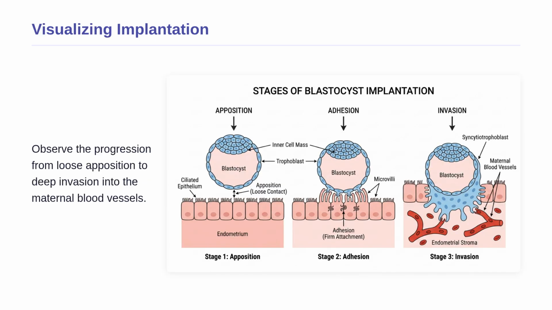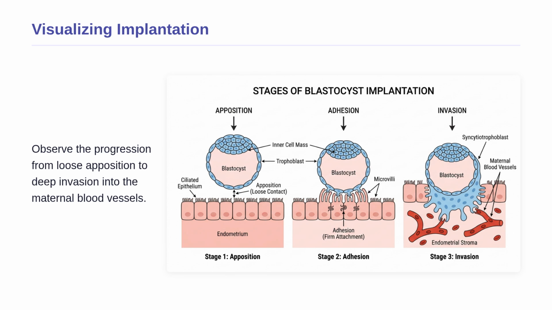Before we move on to the timing of this process, let us see this with a concrete visual diagram. On the screen, you can see the three stages we just discussed, moving from left to right. On the far left, during apposition, the blastocyst is just making contact with the ciliated epithelial cells of the endometrium. In the middle, during adhesion, notice how the outer trophoblast cells are gripping the microvilli tightly.